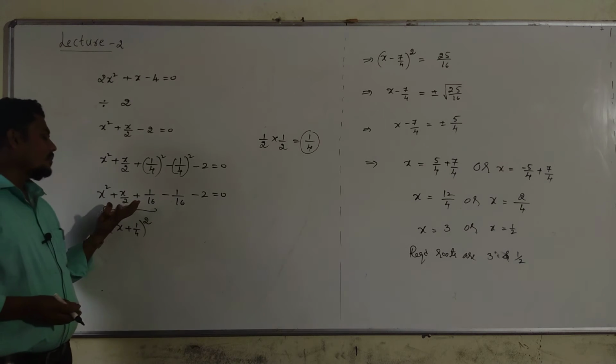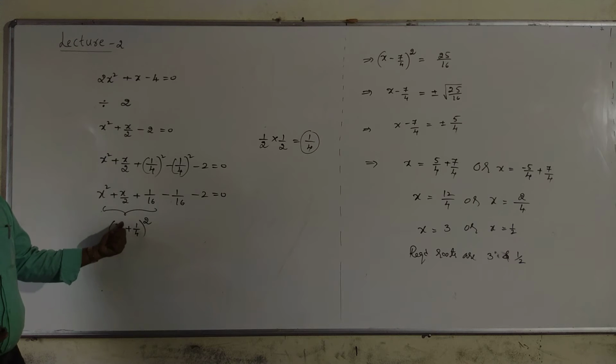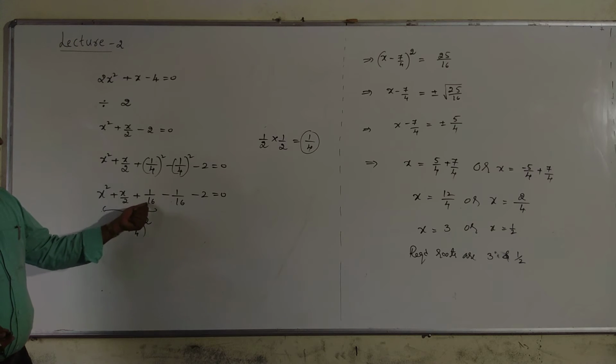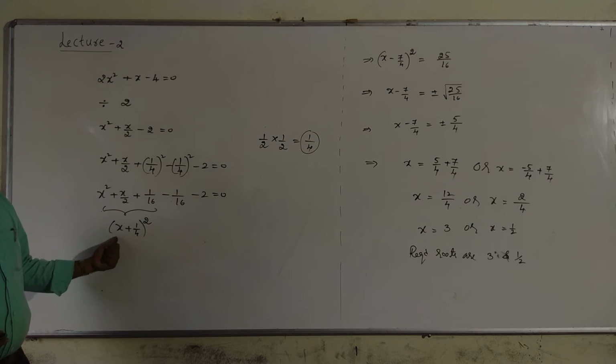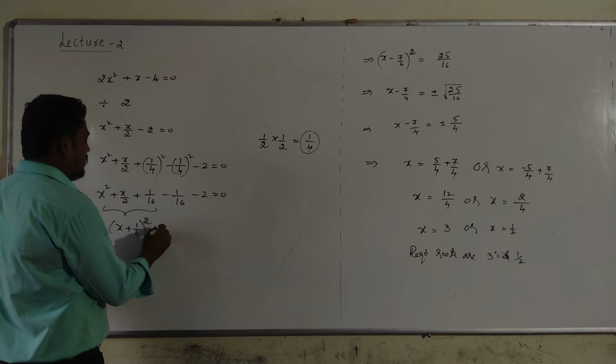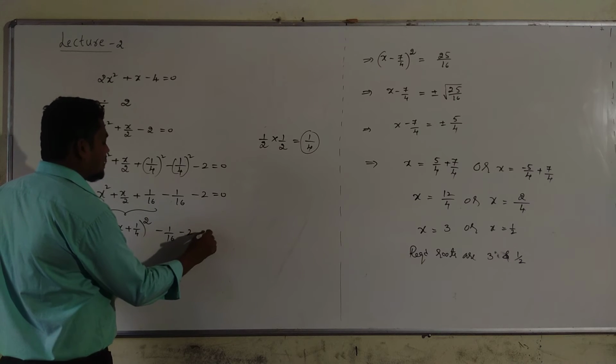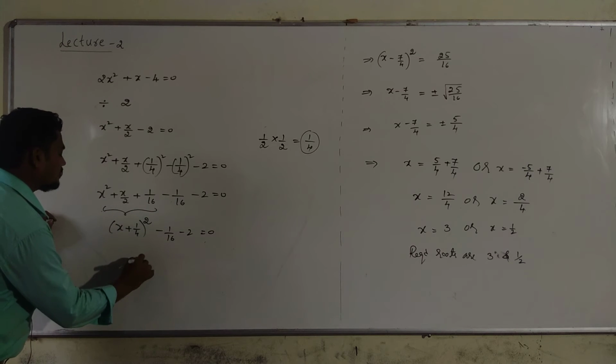Clearly it is a complete square. It is like a square plus 2ab plus b square, so it is (a plus b) whole square. In this case, a value is x, b value is 1. Minus 1 divided by 16 minus 2, that's equal to 0.